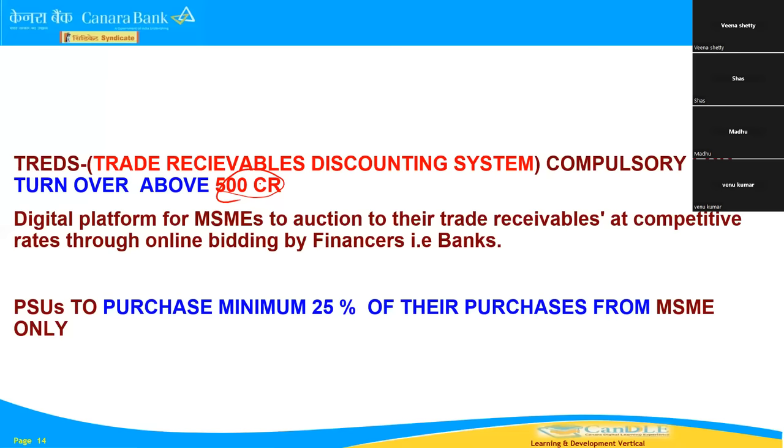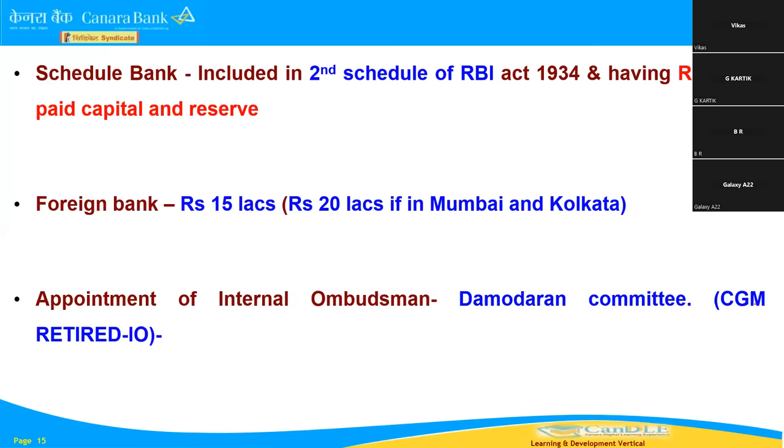And remember, banks now have to purchase a minimum of 25% of their purchases from MSME only. We also use that site, the jump portal, which we generally purchase from.